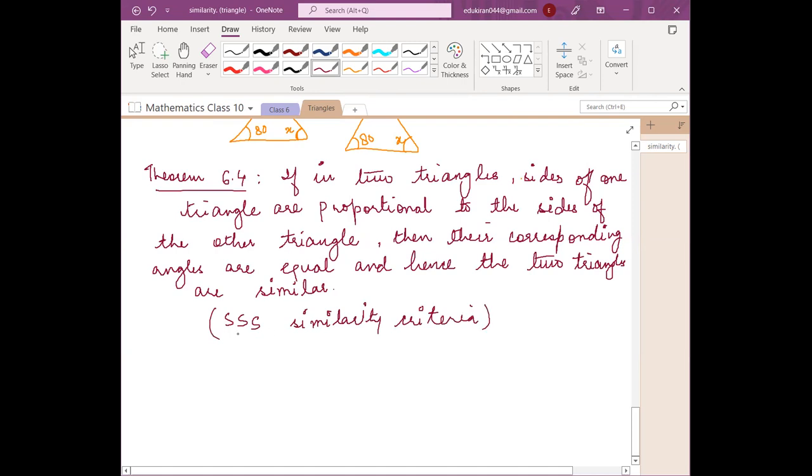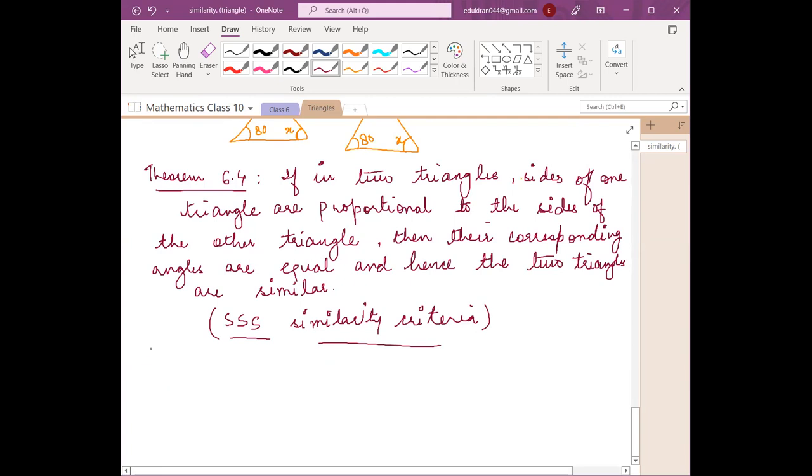So this criterion is called the SSS similarity criterion. It is saying that if in two triangles, sides of one triangle are proportional to the sides of the other triangle, that means this time the sides are given to be proportional, then their corresponding angles are equal. This is a theorem that if sides are proportional, the angles are ultimately going to be equal. And hence the triangles will be similar because the two conditions will be satisfied. So this is called the SSS similarity criterion.